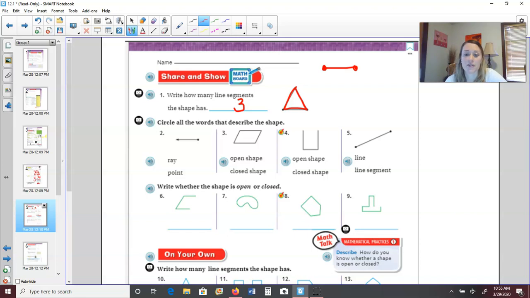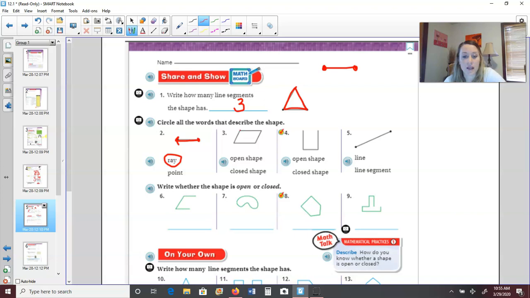All right, number 2 says to circle all the words that describe the shape. So when I look at this first one, number 2, I see that it has an end point, but then it continues on and on and on, and it has that arrow. So this was what reminded me of the sun, because it's a ray, like a ray of sunshine, starting at the sun and beaming down to earth.